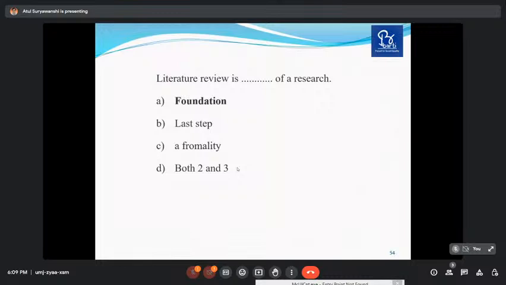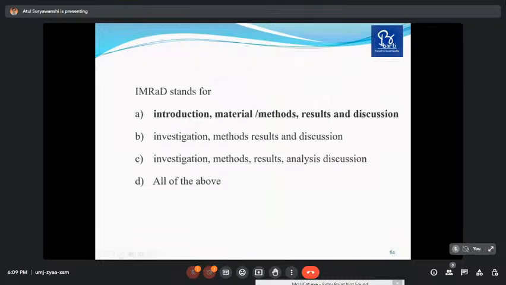IMRAD stands for what exactly in the research? So I stands for introduction, M for material or method, R for result, and D for discussion. Remember: introduction, methods, result, and discussion, IMRAD stands for.